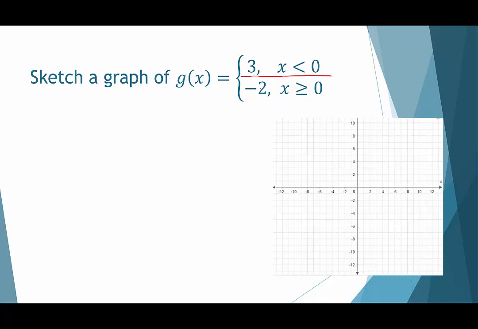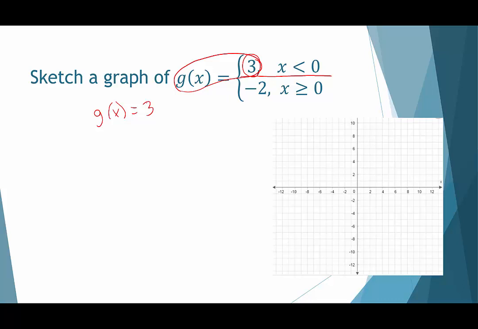Now this graph is a little strange because when x is less than 0, we just have an output of 3. That indicates this is a piece of a horizontal line, because if we were to write this piece all by itself, it would be g of x equals 3, which is just a horizontal line. In order to graph any linear equation, you need a minimum of 2 points, and that's what we're going to base all of our graphs on.